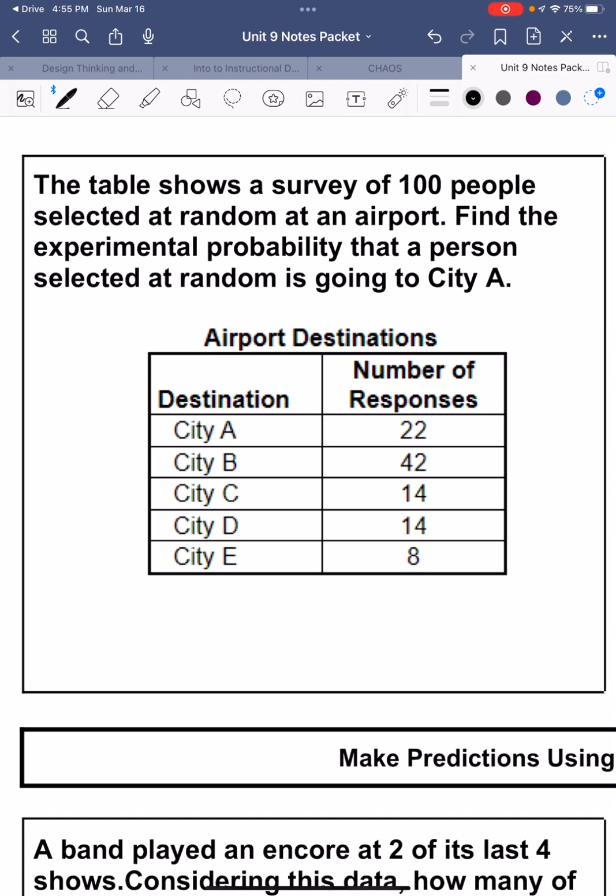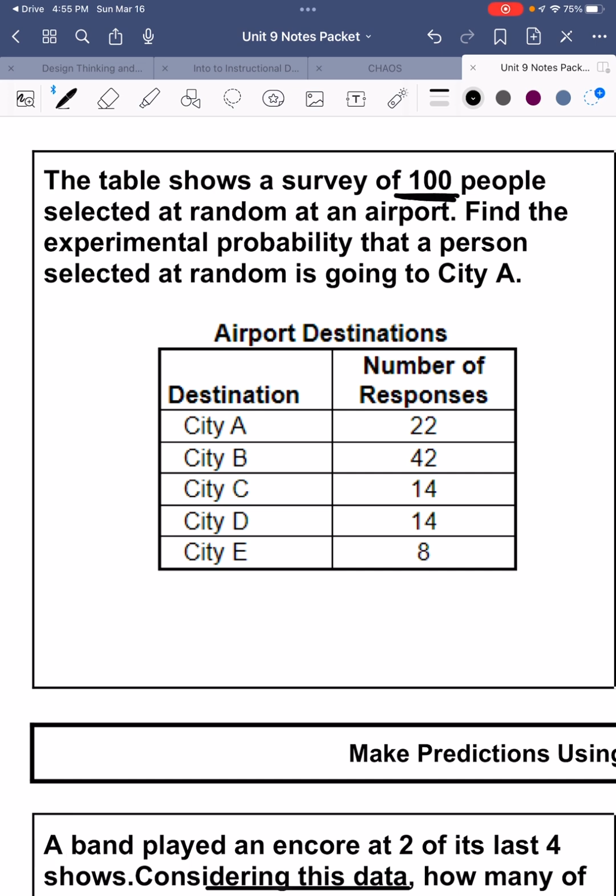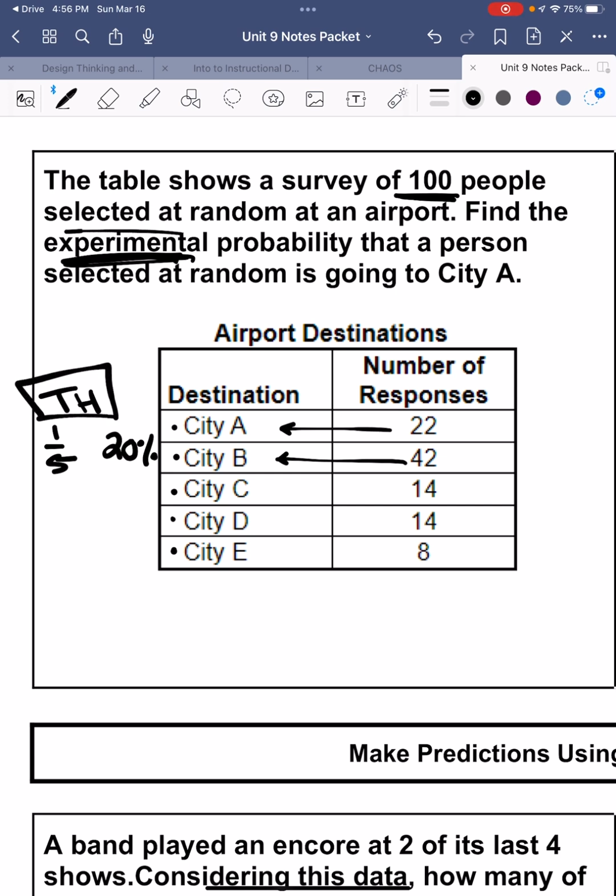So this says that they surveyed 100 people to figure out where they're going in an airport. So they found 22 went to city A, 42 to city B, and so on. We want to find the experimental probability that a person is going to city A. Just a quick note, theoretically, if there's 1, 2, 3, 4, 5 places, there is a 1 in 5 chance, or 20%, that they go to each of these cities. That's theoretical. But we're looking at experimental here to go to city A.